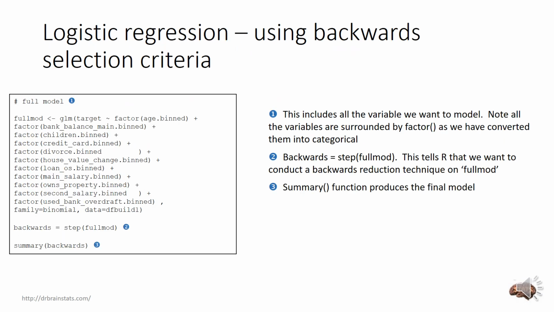And now we start our logistic regression using backward selection criteria. So step 1, this includes all the variables we want to model. Note all the variables are surrounded by factor and brackets, as we have converted them into categorical. Now with a backward selection, this tells R that we want to conduct a backwards reduction technique on full mod. At step 3, the summary function produces a final model in our output.